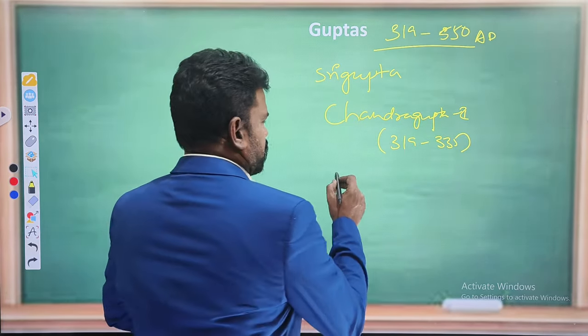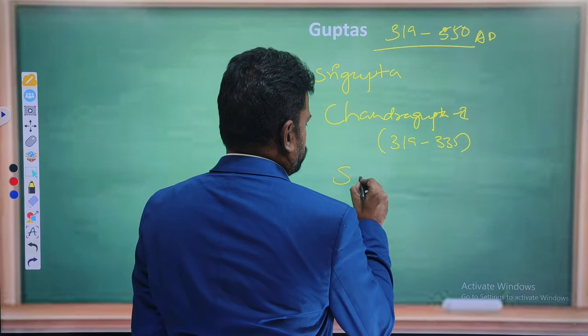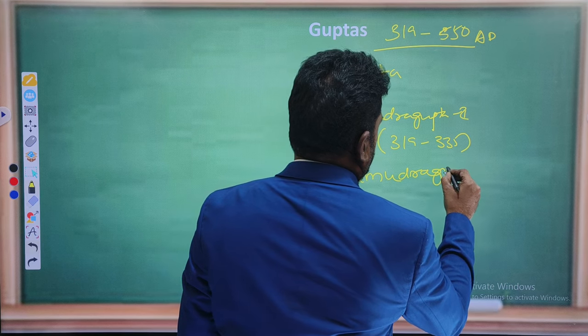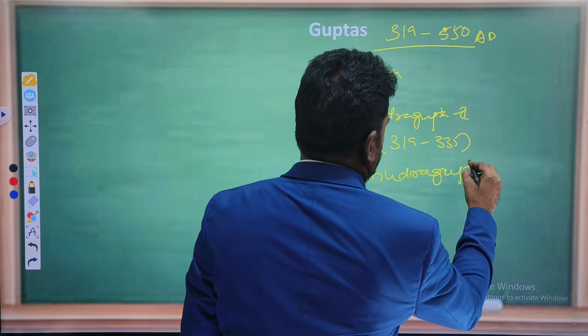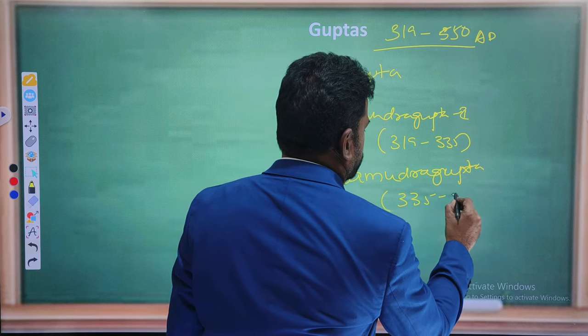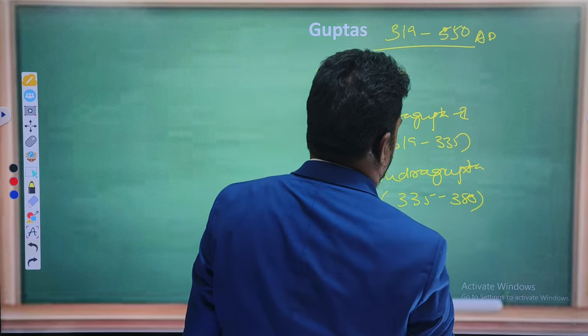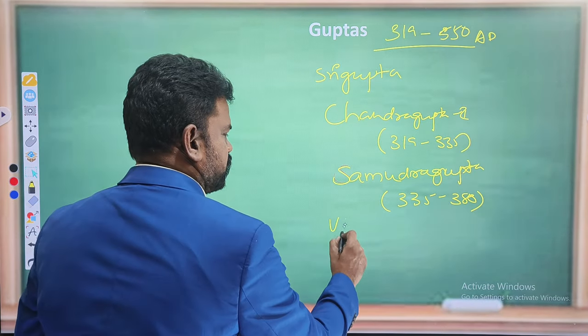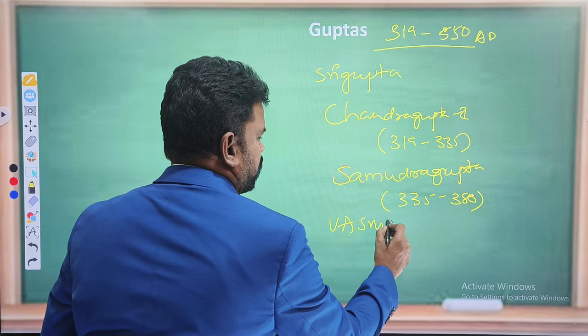After Chandragupta, Samudragupta ruled. Samudragupta was the greatest king of the Guptas. He ruled from 335 to 380. He was considered the Indian Napoleon. V.S. Smith called him the Indian Napoleon.